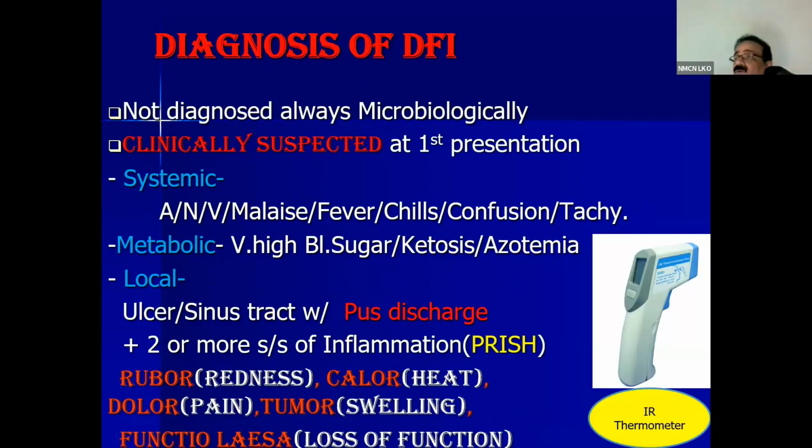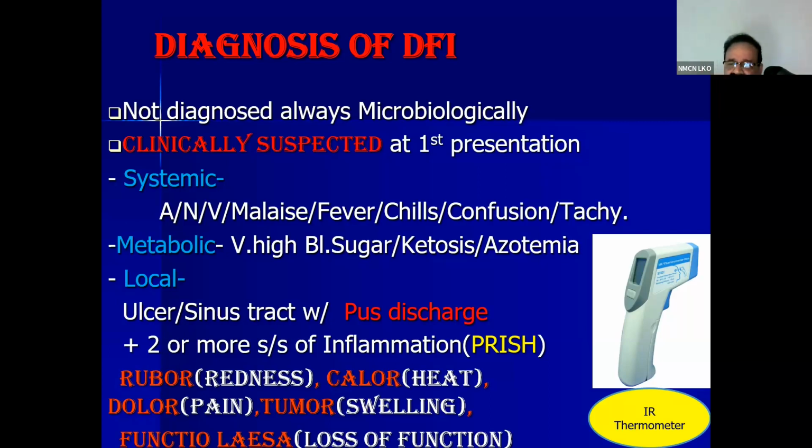Now, how to diagnose diabetic foot infection? You should remember that it is not always microbiological. It is most of the time clinical, right? So systematically, you should see if the patient has anorexia, nausea, vomiting, malaise, or is having fever with chills. This is a very common thing. Sometimes people say, "No, sir, there is no fever." But if you ask, it's still, "Yes, I feel cold, I get chills." So you should be cautious. Yes, there may be infection. So chills are also a very important symptom.